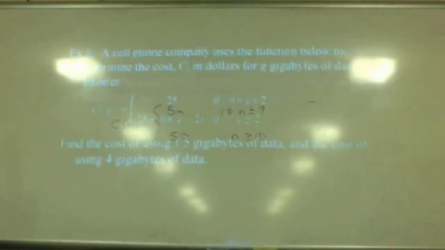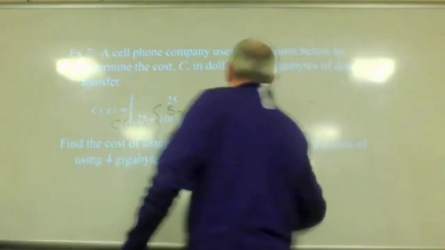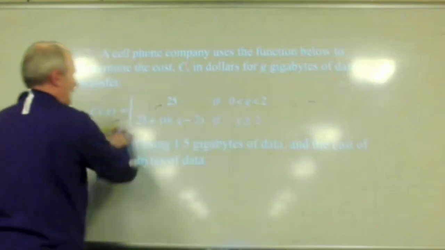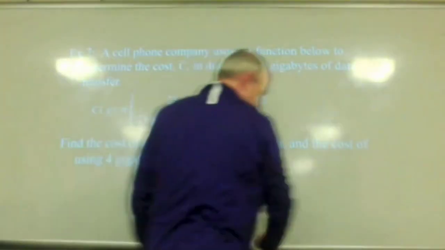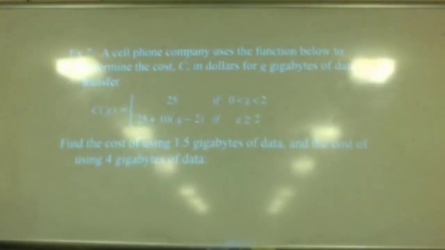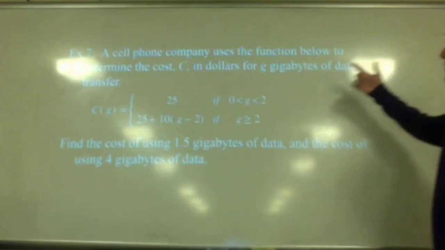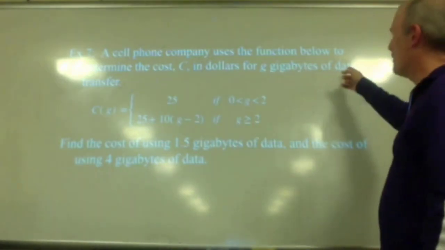All right, so let's try and do some examples of that. Oh yeah, here's my example about cell phones, which again, it's probably just about outdated because almost everybody except me has unlimited data anyway. But anyway, a cell phone company uses the function below to determine the cost in dollars for G gigabytes of data transfer.